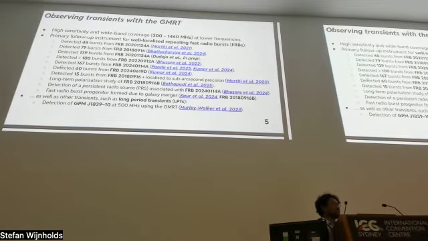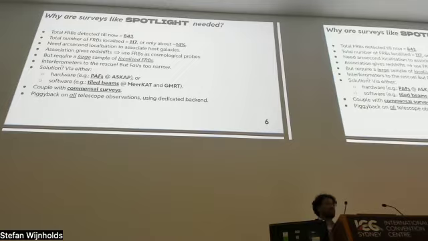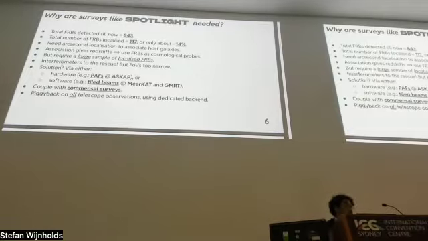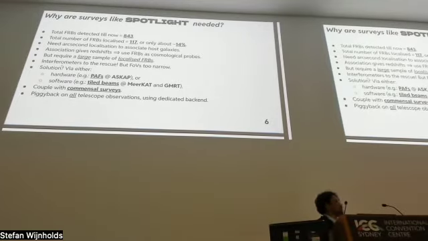Because of its good sensitivity and good resolution, it can detect lots of FRBs, but what it lacks is search capability. We are not able to search the entire sky at a fast rate because the field of view is limited. The point of the Spotlight system is to convert the GMRT from a follow-up instrument to a primary search instrument. The reason we are doing this is that the total FRBs detected now are about 100.